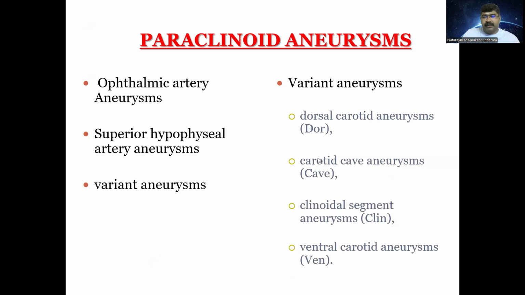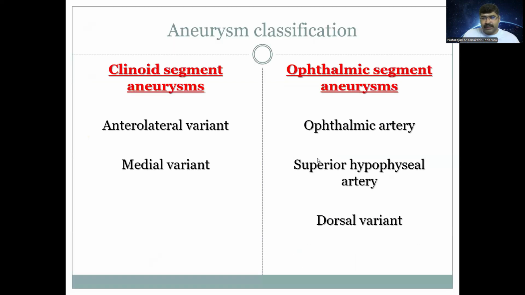The same thing in Youmans' textbook of neurosurgery has been classified as clinoid segment aneurysm and ophthalmic segment aneurysm. The clinoid segment aneurysms are further divided as anterolateral variant and medial variant. The ophthalmic segment aneurysms are further classified as ophthalmic artery aneurysms, superior hypophyseal artery aneurysms, and dorsal variant aneurysms.